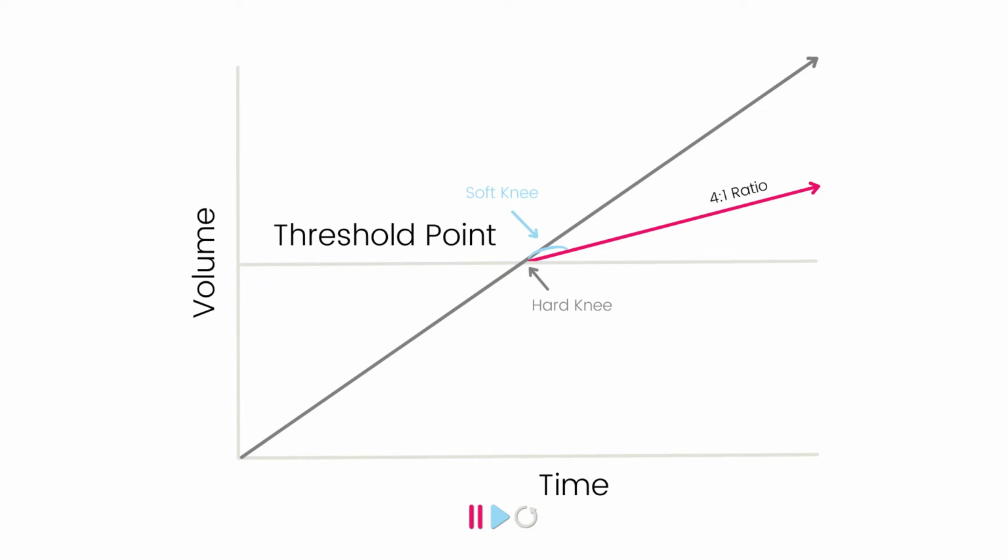Soft knee compression basically smooths out the response of the compressor. Sounds a little below the threshold are slightly compressed, and the sounds that are only a little bit above the threshold are compressed more gently than the louder sounds. Essentially, the threshold is blurred out by soft knee compression. Hard knee compression is tighter and more controlled, while soft knee compression is gentler and subtler.